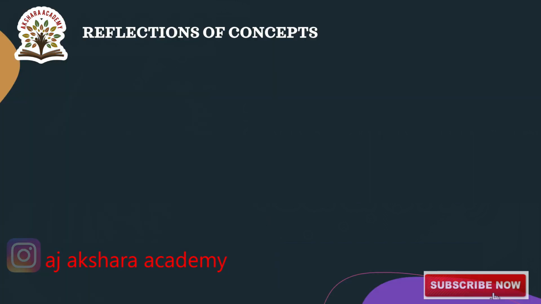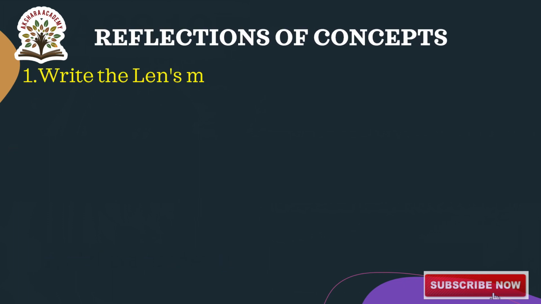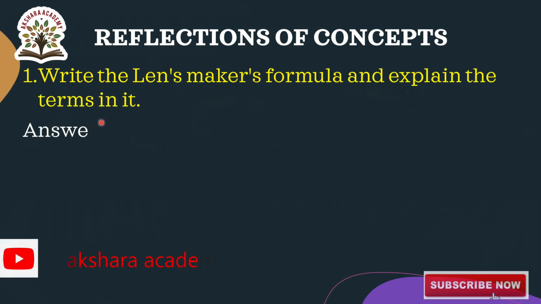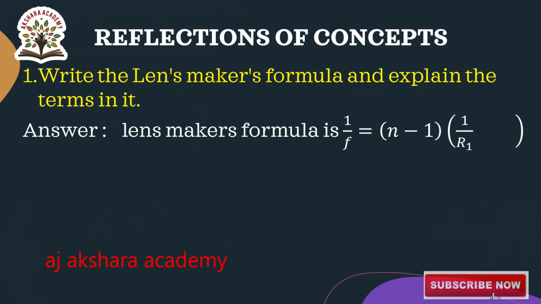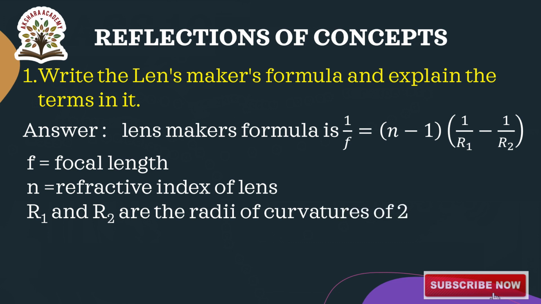First question, reflection of concepts. Write the lens maker's formula and explain the terms in it. In this question, we have to write the lens maker's formula and explain the terms in it. So now let us discuss.